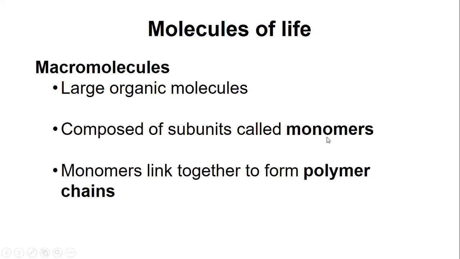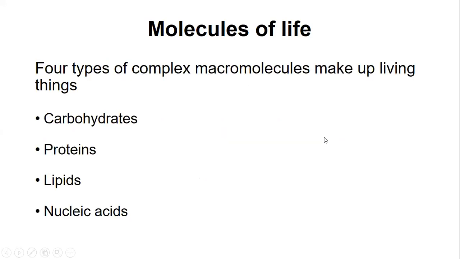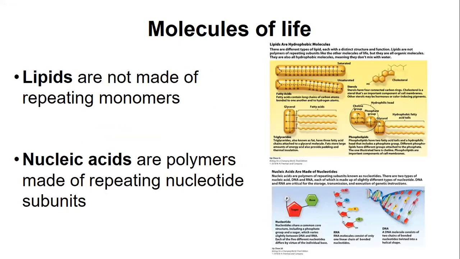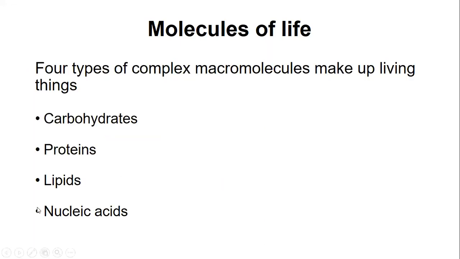Now you can think of these as Legos, right? Just like you have Legos, you put a bunch of Legos and you link them together and you form a polymer. Polymer chains means many monomers. Here are your 4 types of macromolecules: carbohydrates, proteins, lipids, and nucleic acids.